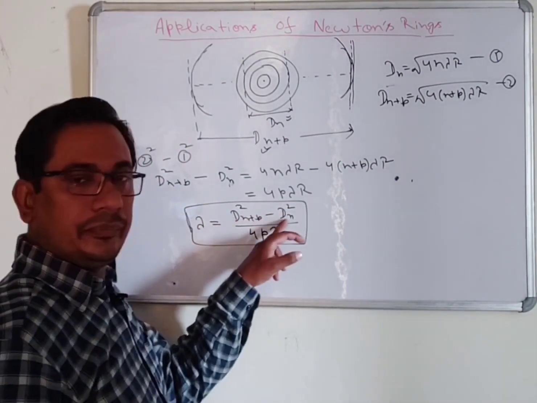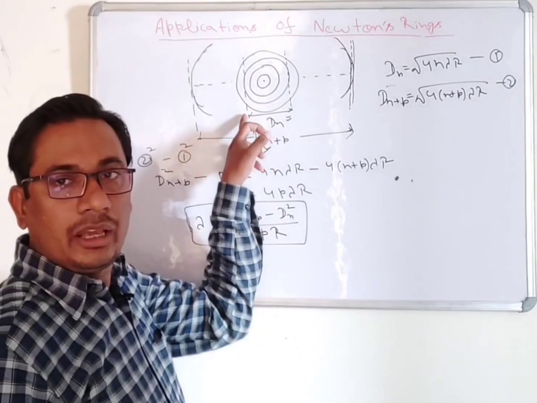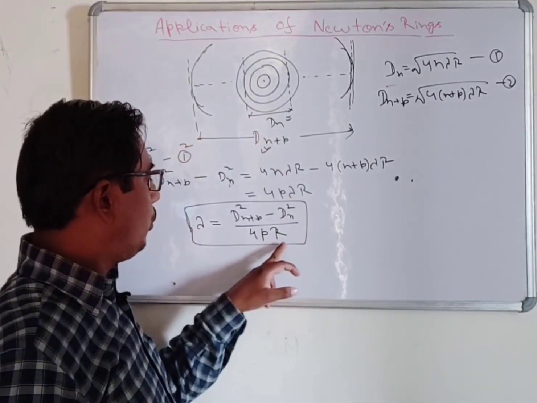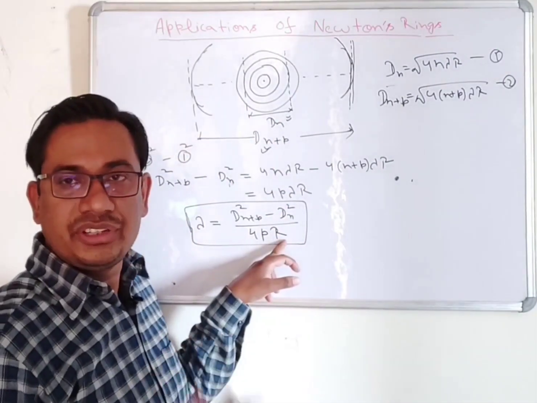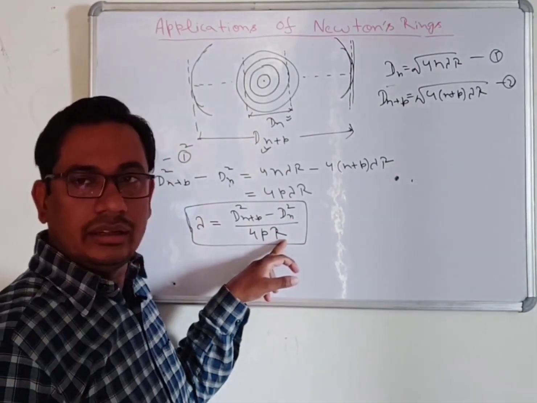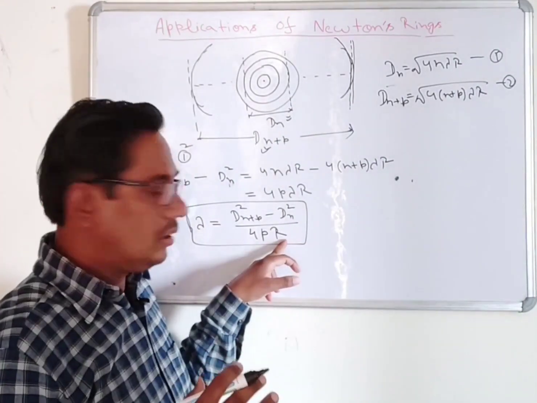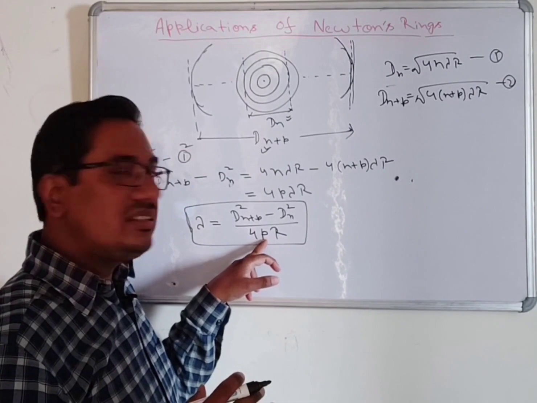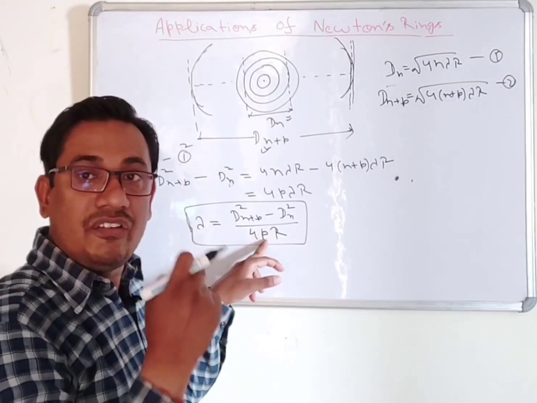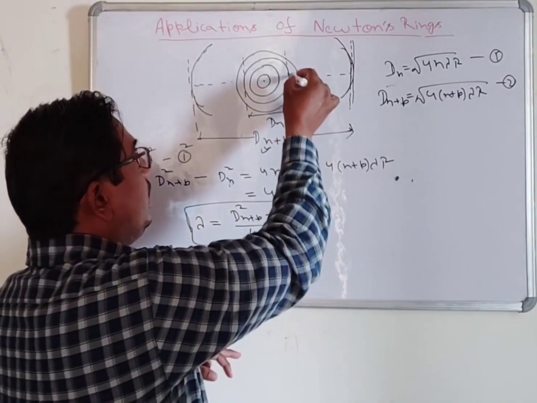Experimentally, you can measure it from a traveling microscope, and you know the value of R is the radius of curvature. It will be given, and also p is the number of fringes from here to here.